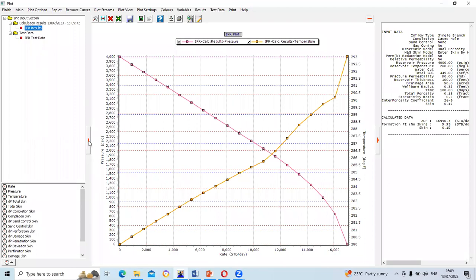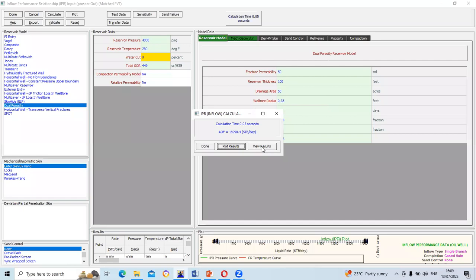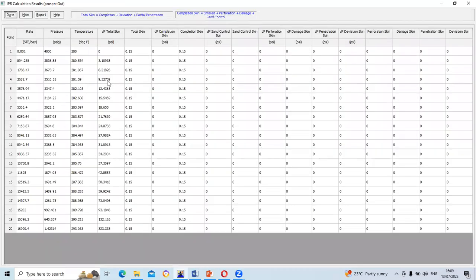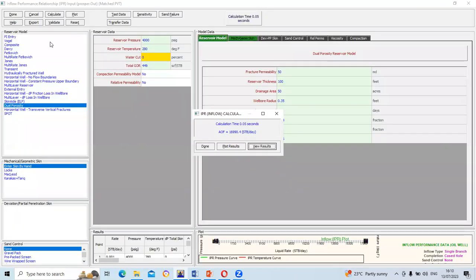You have to remember that the IPRs are always just looking as if nothing has changed, as if they are the same, but it is not the same. If I go to view results and you look at this variation, you realize that they are not the same. The change with pressure and rate is not the same. And if I now develop my vertical lift performance, I will realize that the point at which they are now intersecting will be different. That means the flow rate will be affected.